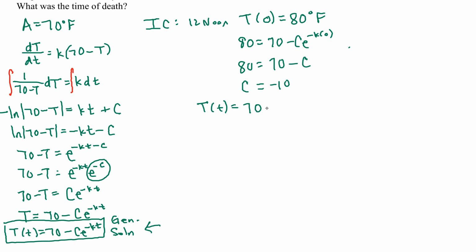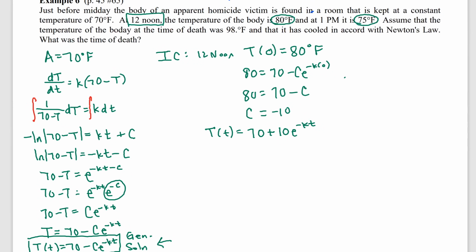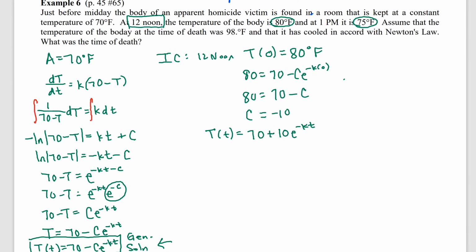So notice we have minus negative 10. That's going to become plus 10e to the negative kt. So we have a little bit more information. It's not yet a particular solution because we don't know K, but we do have another condition, right? Our scientists here took another temperature at 1 p.m. This is 1 hour later, so after 1 hour, the temperature is 75 degrees. So I'm going to use this to figure out K.